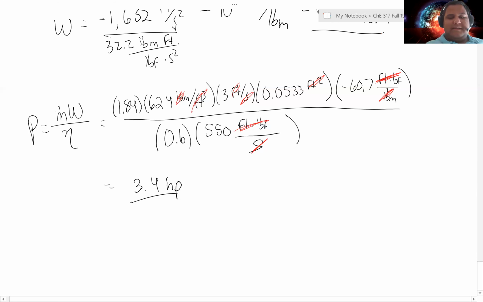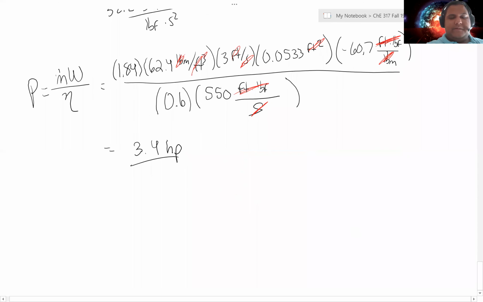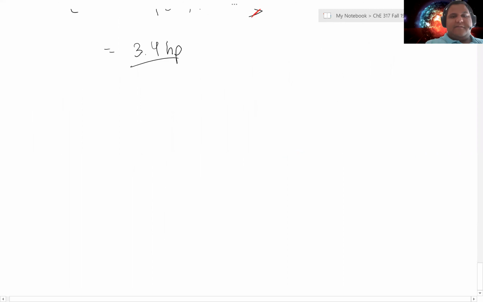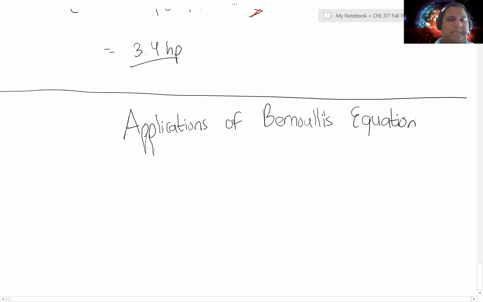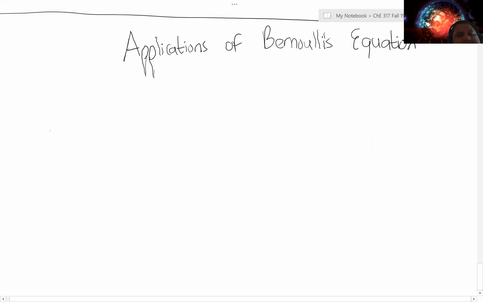Okay, then let's switch gears and talk about some applications of Bernoulli's equation. The first point of discussion being tank draining.